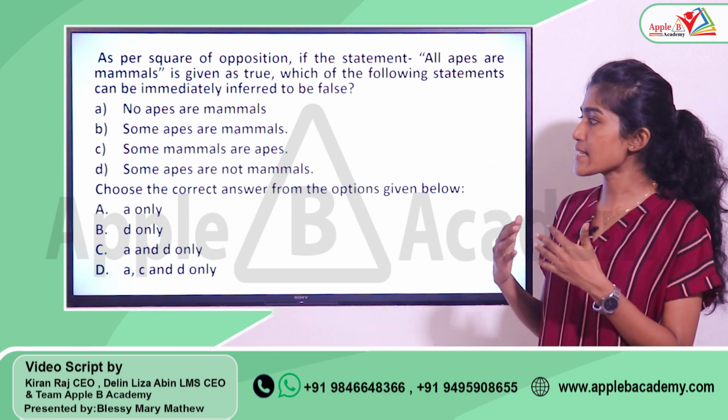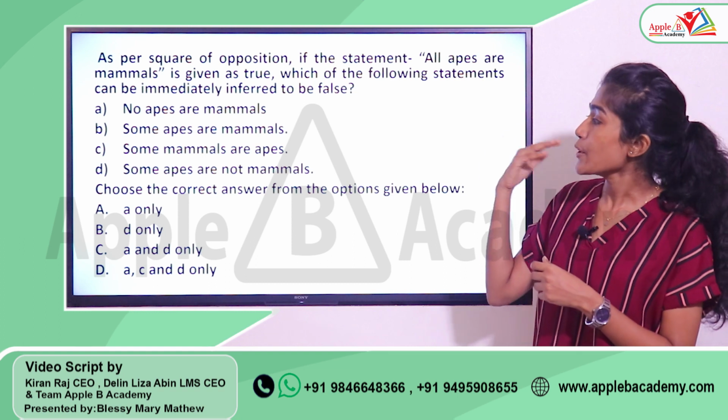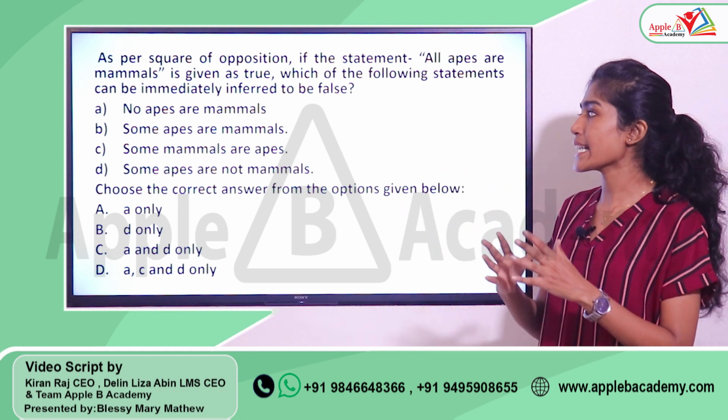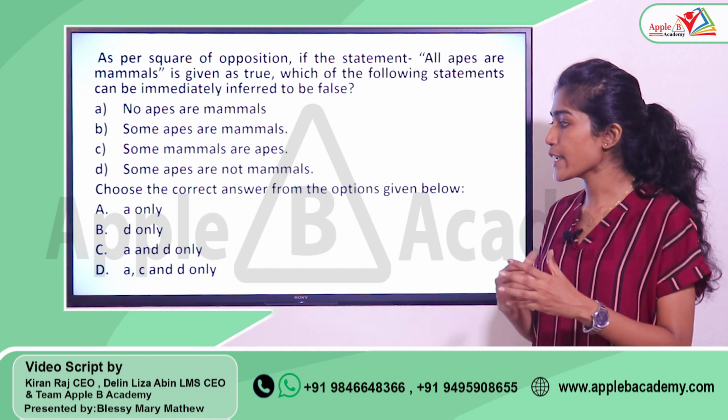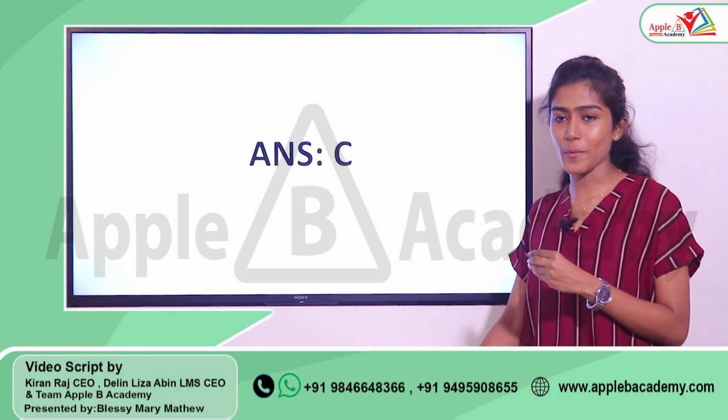In this manner, we can say that if the statement all apes are mammals is given as true, no apes are mammals and some apes are not mammals can be immediately inferred to be false. So A and D only will be the right answer. A and D only is option C. So the right answer is option C itself.